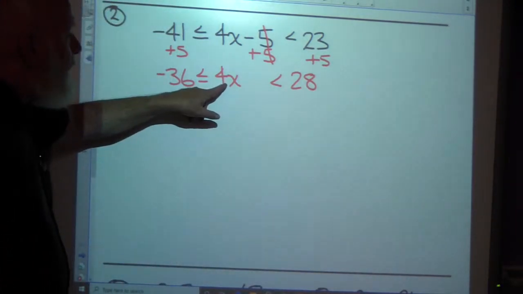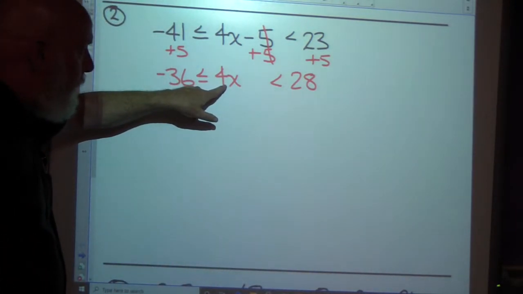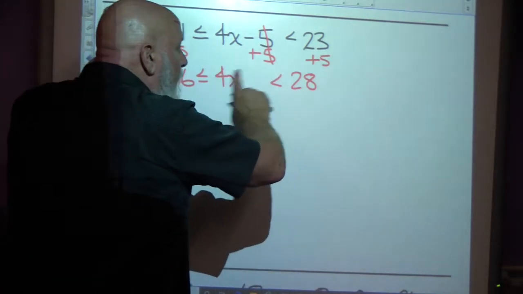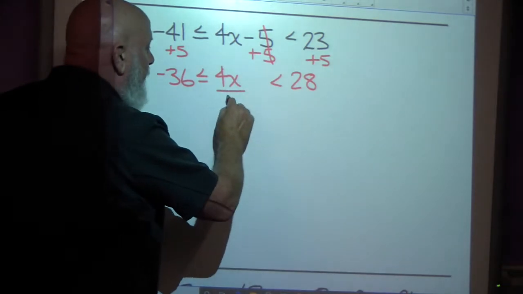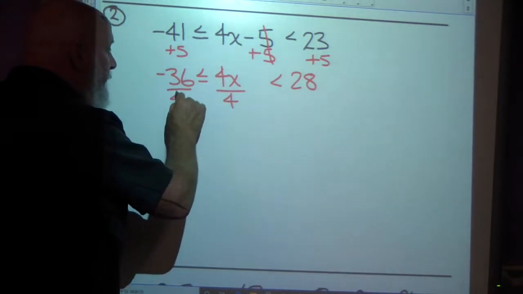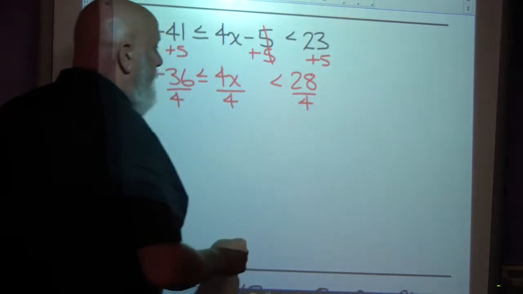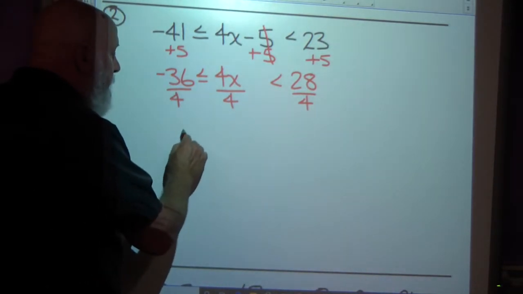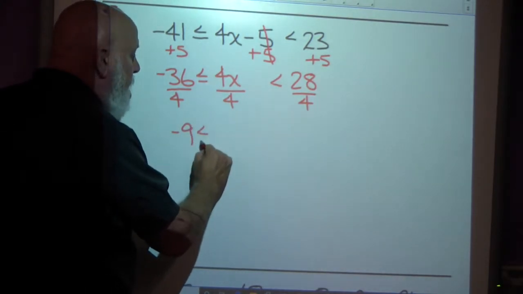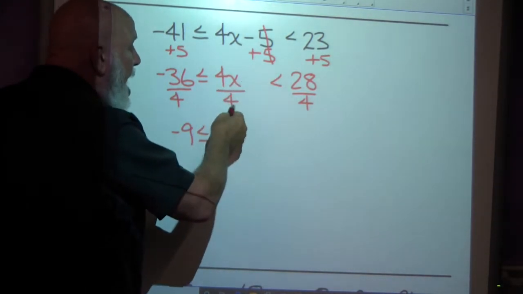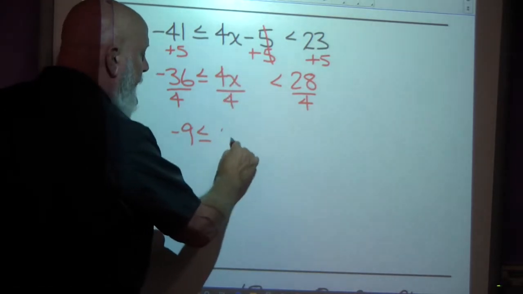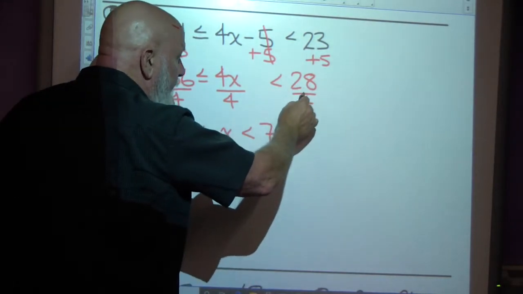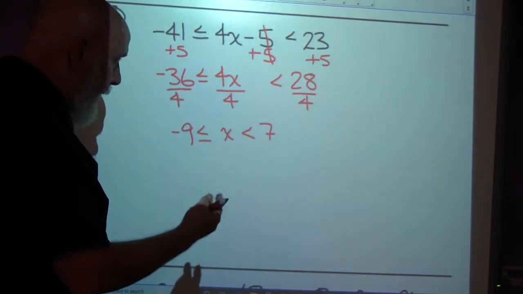And now I'm going to divide by 4. To get this x by itself, I divide by 4. If I divide this by 4, I've got to divide all 3 places by 4. So now I rewrite: negative 36 divided by 4 is negative 9, which is less than or equal to 4x over 4, which is x, which is less than 28 over 4, which is 7. 28 divided by 4.